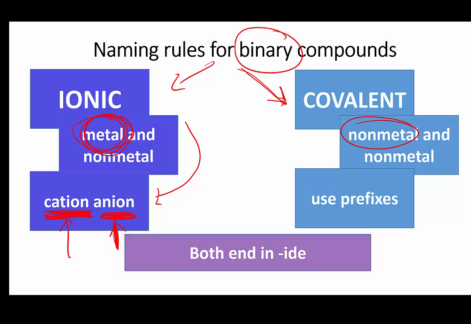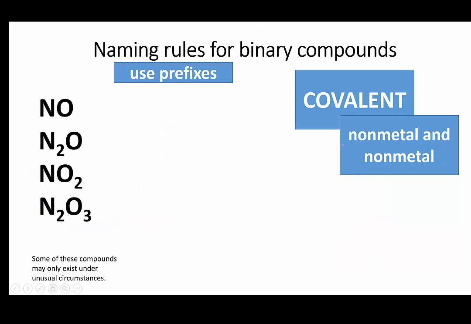Now, covalent compounds, if they're binary covalent compounds, use prefixes to tell how many of each element are in the compound. And we'll look at some examples of that here in a moment. In fact, right now, here we have naming rules for binary compounds. Now, you're going to get a list of these prefixes. You don't have to memorize them, but you need to learn how to use them.